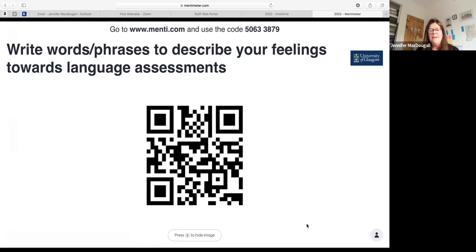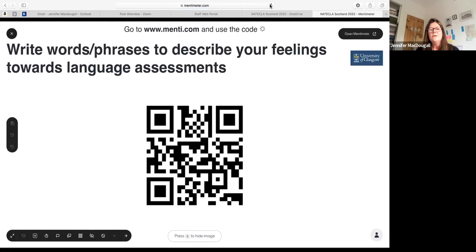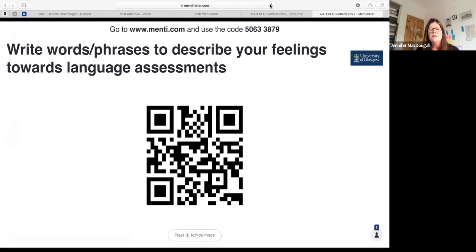Not getting anything through at the moment. Let's see if it, maybe I'll try. Oh, we've got one. Two. Get rid of the image and we should start seeing.